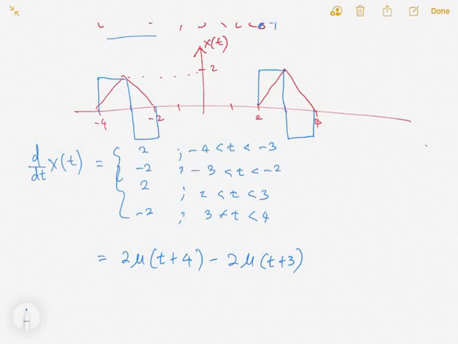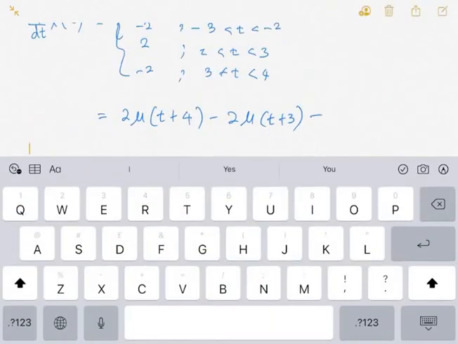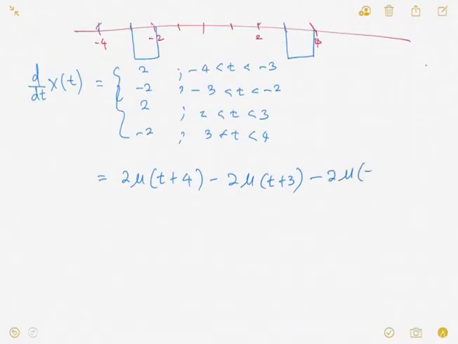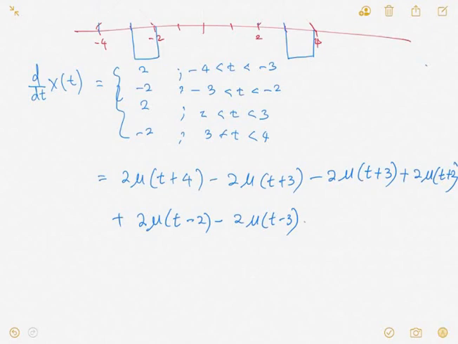And then minus, because it's a -2, so it's a minus 2 unit step t plus 3. Minus minus gives you plus 2 unit step t plus 2, and then plus 2 unit step t minus 2. And then you plus with -2, so you have minus 2 unit step t minus 3, and negative negative positive, so you have plus 2 unit step t minus 4.